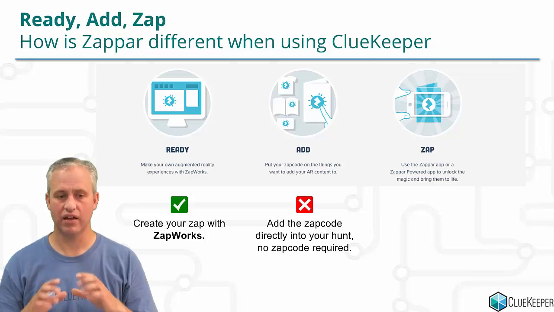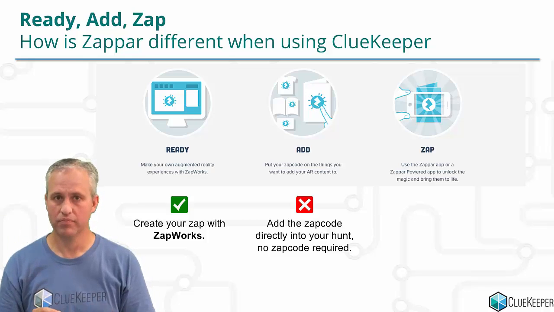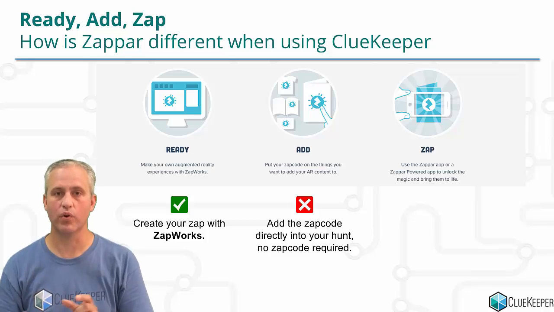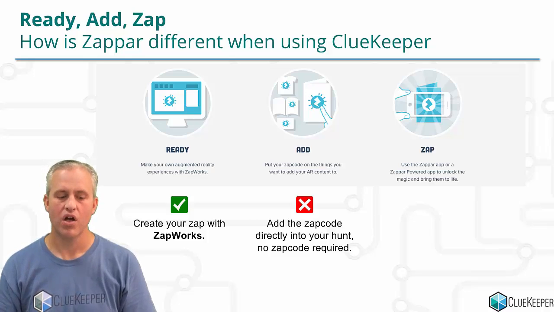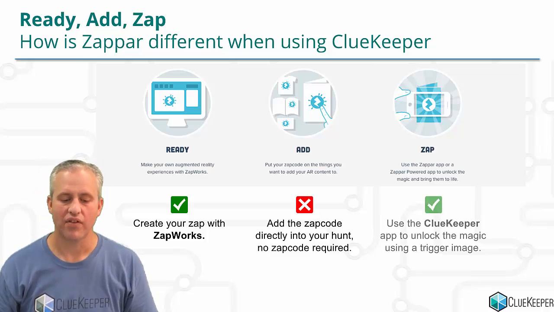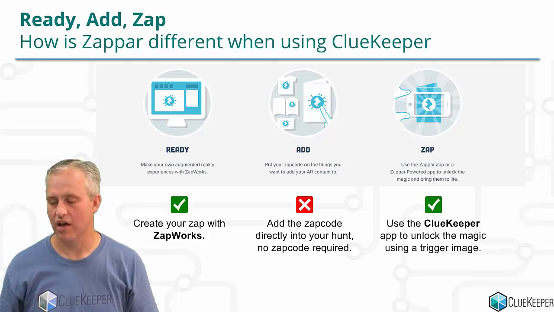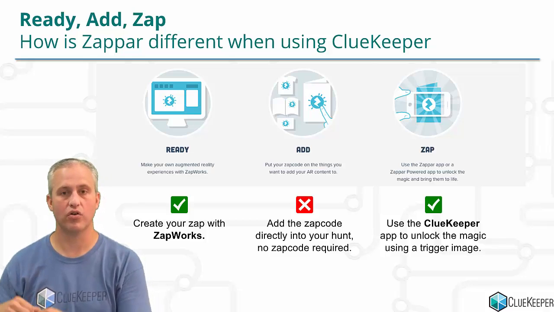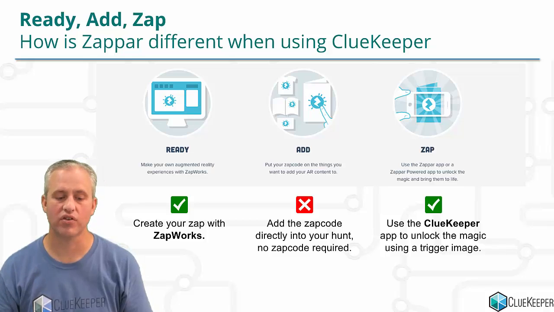So there's this thing that is a zap code. Zap code is how you download your zap. You don't need that when you use ClueKeeper, because when you create the hunt, we actually wire that up. So just kind of be aware when it says things about zap codes that you don't need to know about zap codes. And then the last thing is that you zap it. And so that was kind of the example that we showed here. So you hit your tracking image, and then your augmented reality experience starts.